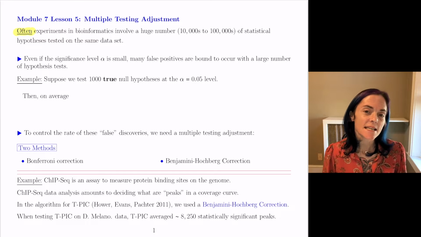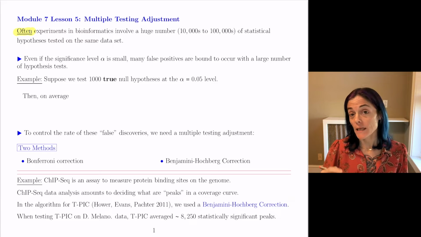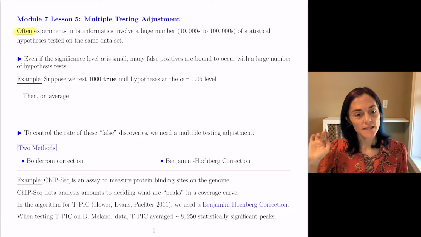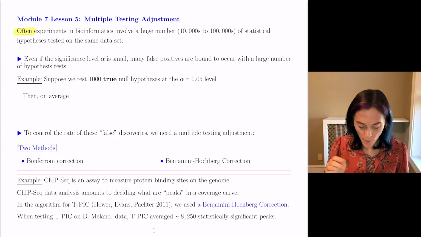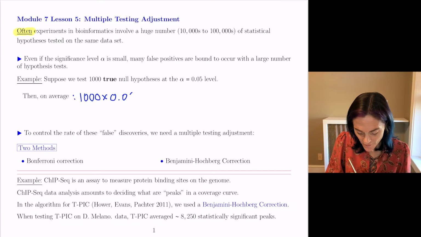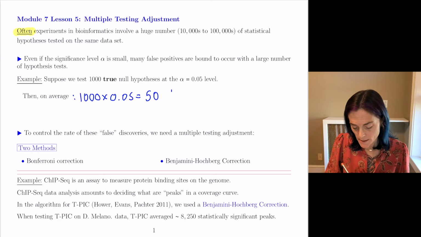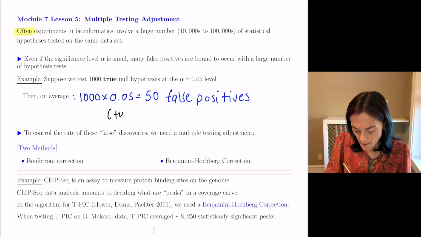Just as an example, suppose we have 1,000 true null hypotheses, and we have an alpha equals 0.05 significance level. Well, on average, we can multiply. We would have 1,000 times 0.05, which is 50 false positives. We know these are type 1 errors. And this is a lot.